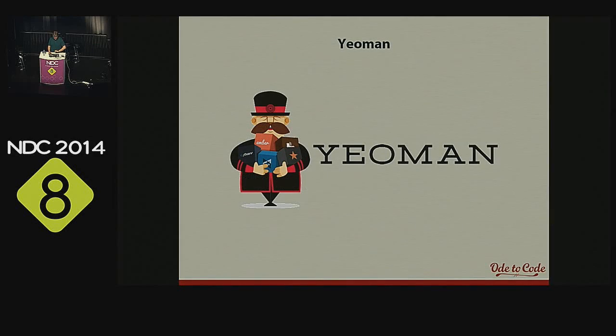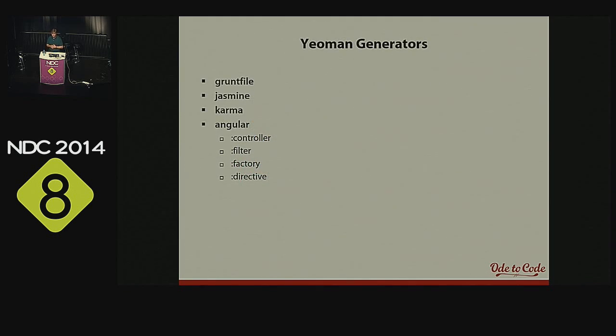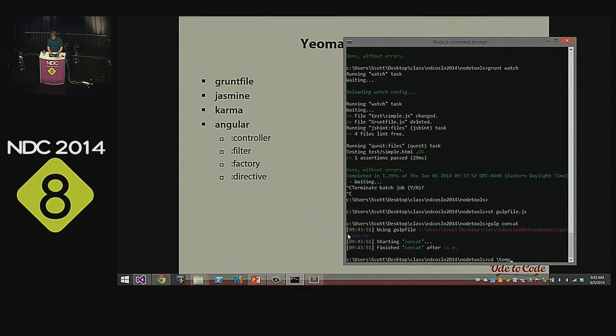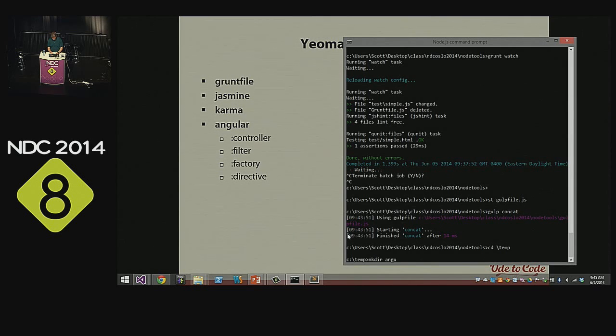Yes, next slide. Yeoman. Yeoman is not a tool that I've actually used extensively. I'll explain why in just a bit, but I know some people who have a lot of success with it. It's basically a generator. So if I don't want to start a Grunt file from scratch, or a Jasmine test from scratch, or an Angular application from scratch, then I can go out and npm install Yeoman globally. And at that point, what I could do, let's make another directory called Angular NDC.